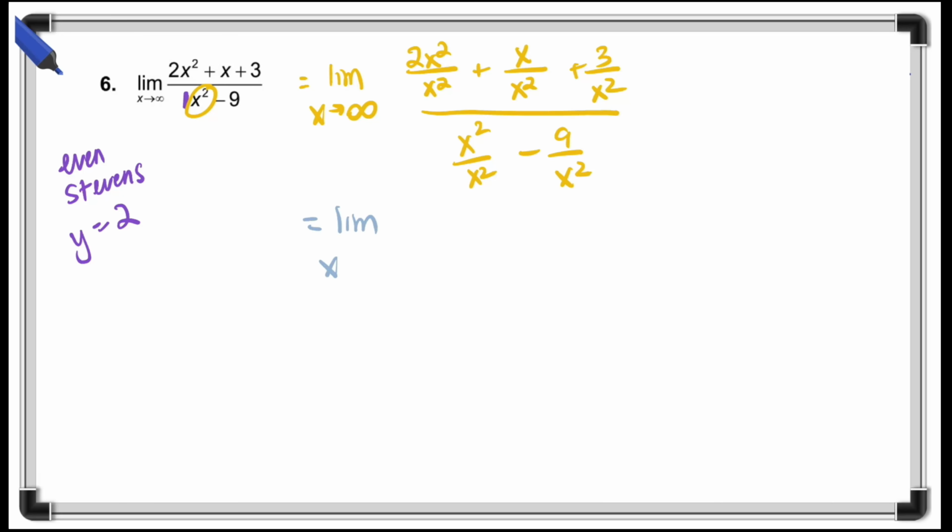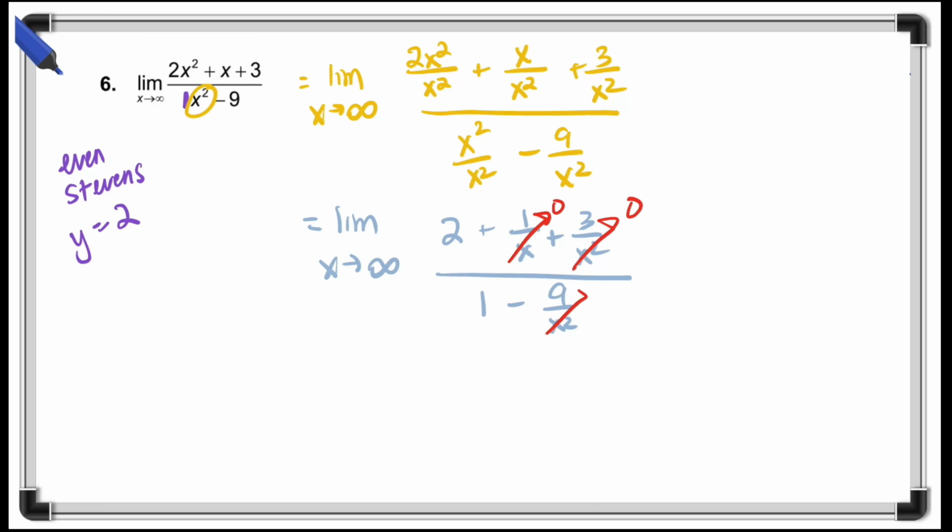So let's go ahead and simplify. We got 2 plus 1 over x plus 3 over x squared, over 1 minus 9 over x squared. So what we're going to do is use our reciprocal rule. This is 0, and that is 0. So our limit as x approaches infinity, we get 2 in the numerator, and then you get 1 in the denominator. So you're going to get 2 over 1, which simplifies to 2, which matches up to what we know.